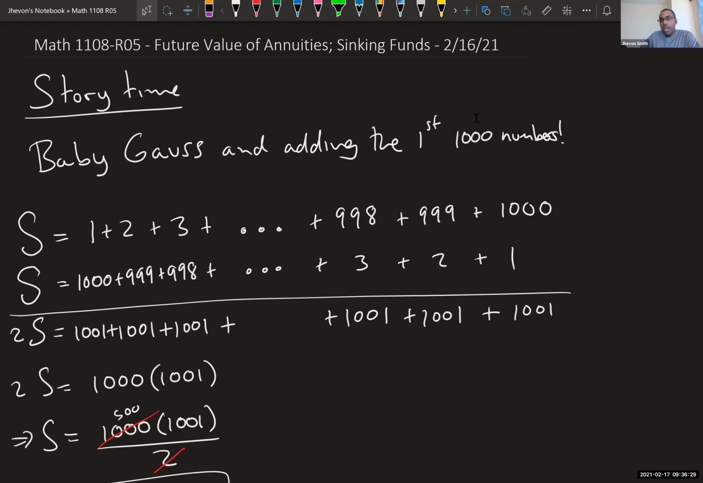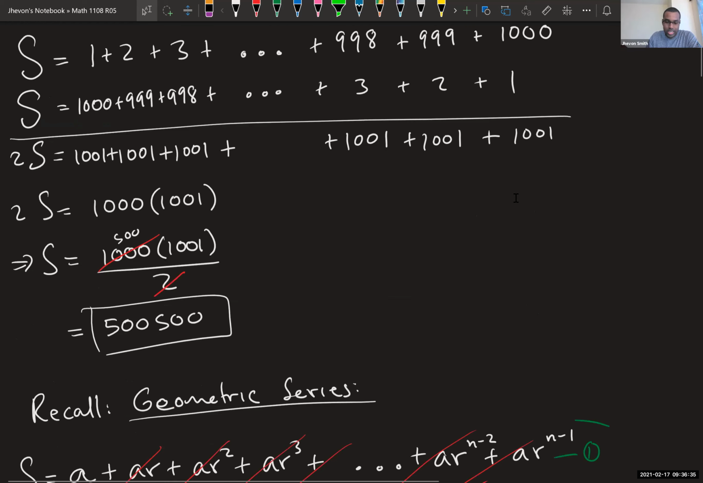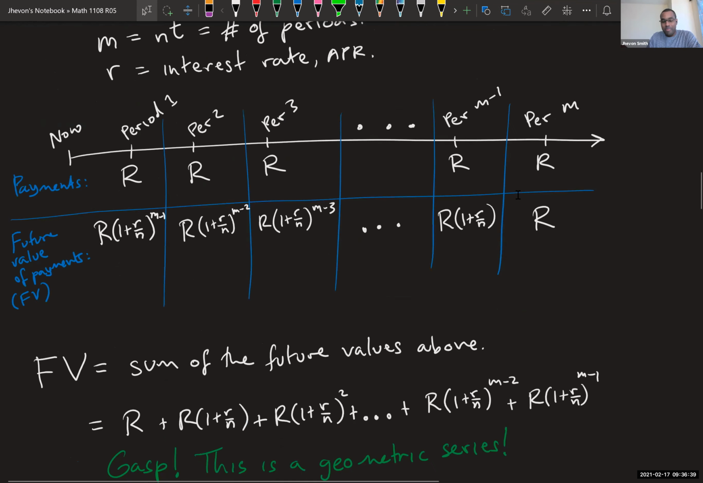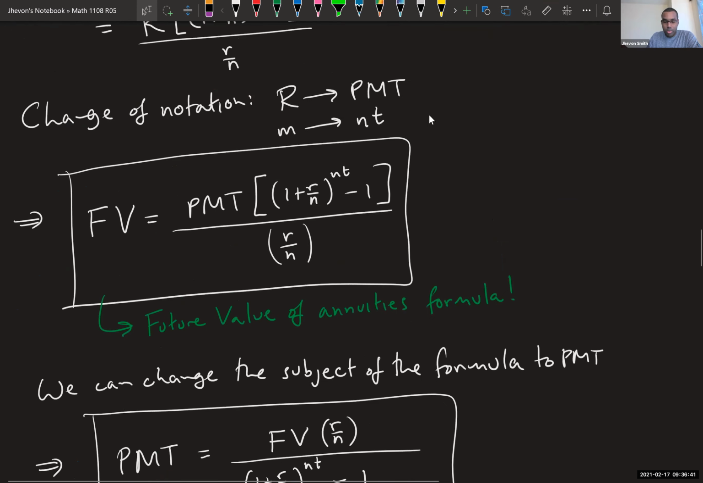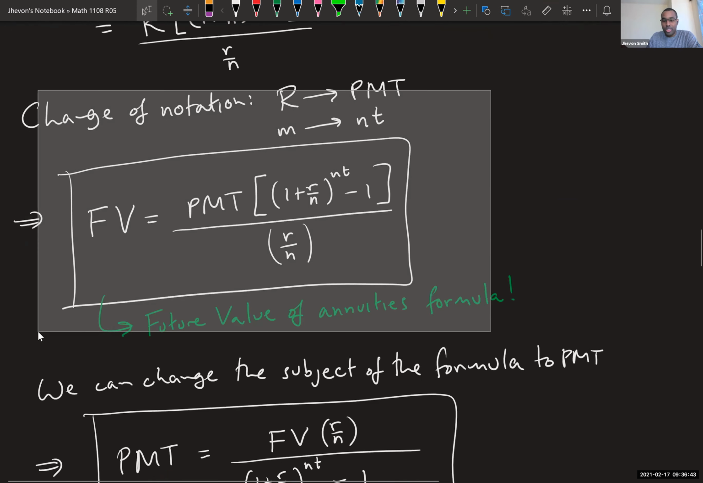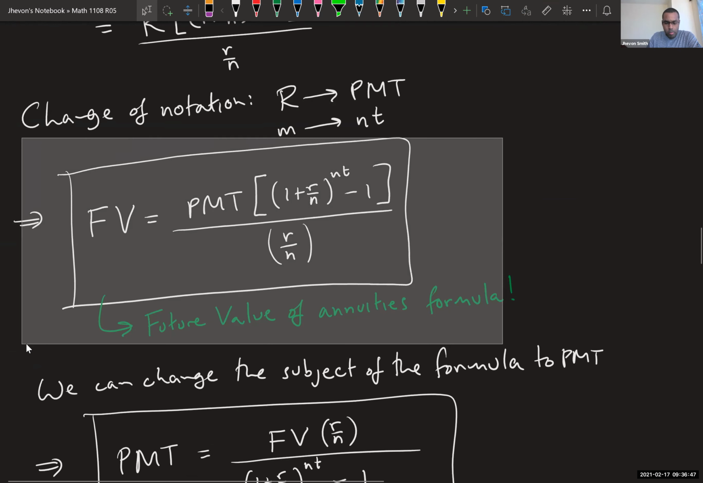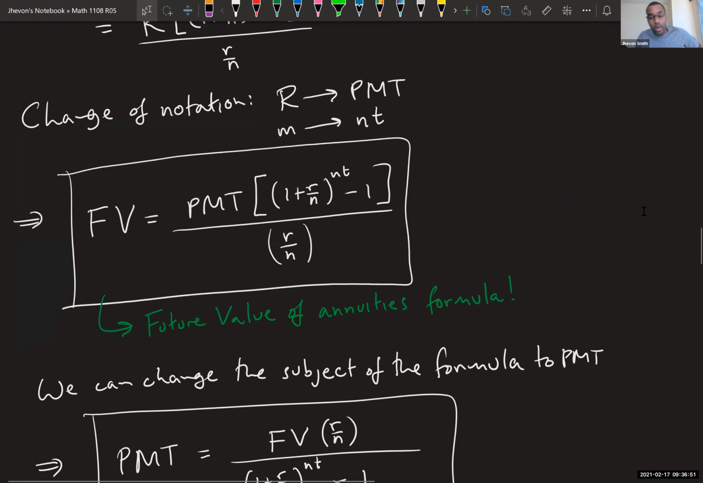Okay, so quick recap of last time. Started out with a story time. The whole point of story time was to motivate doing this, and the whole point of doing that was to motivate deriving this formula, right? So this formula is the more important formula. This is the thing that you need to remember from all that. You need to remember the future value of annuities formula and when to use it, which I'll talk about.